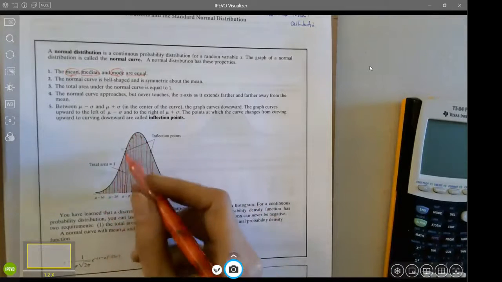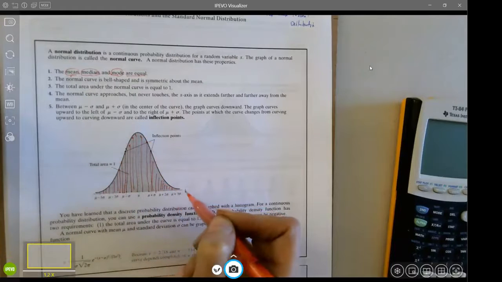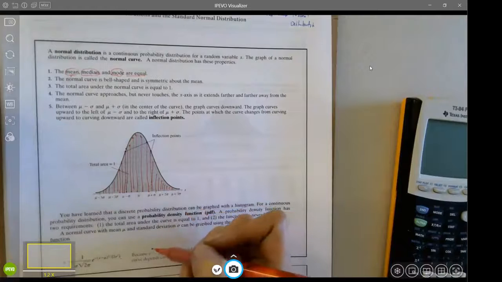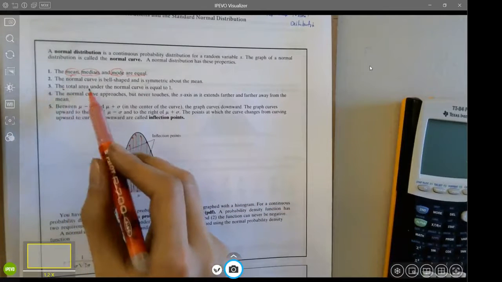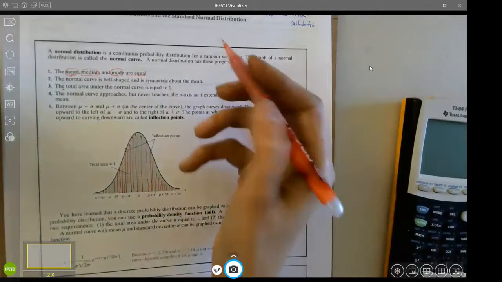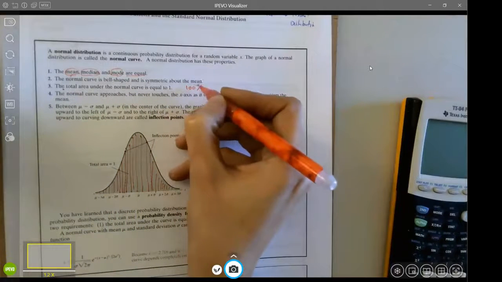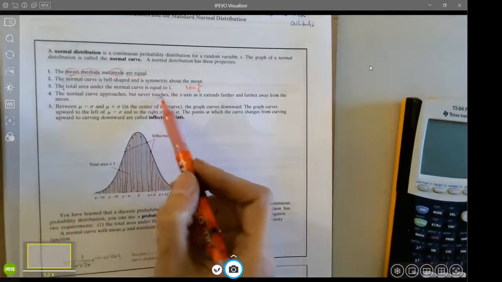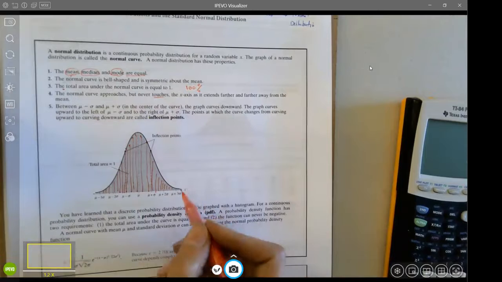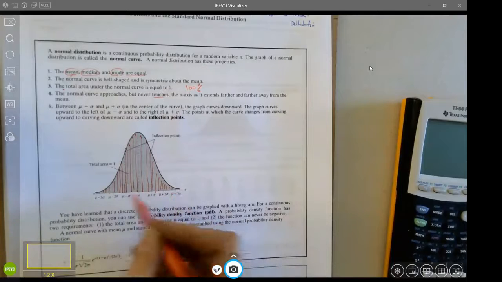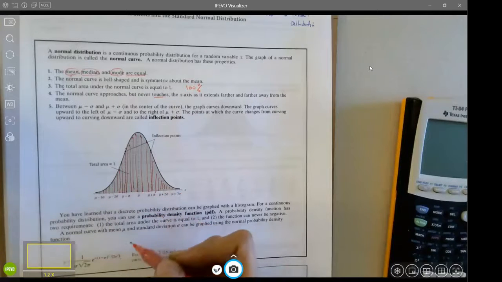And then we look at the behavior of the distribution. It's a bell-shaped graph. The total area under the normal curve is equal to 1 or 100%. The normal curve approaches but never touches the x-axis. So as you can see, there's always a gap in between the x, horizontal axis, and the tails of the graph.